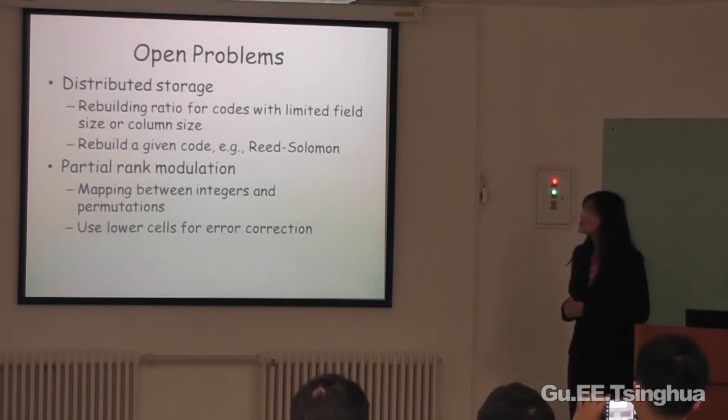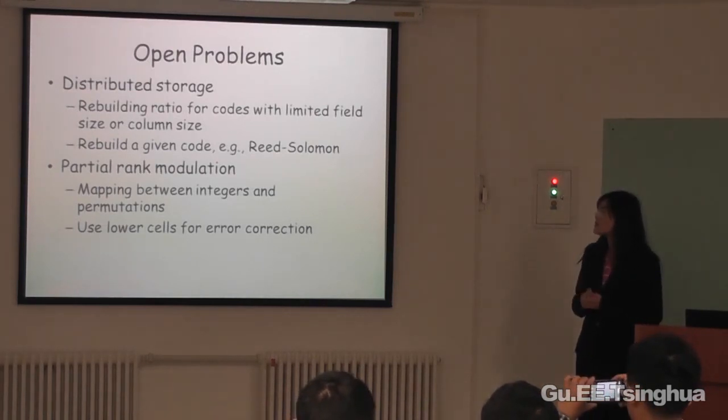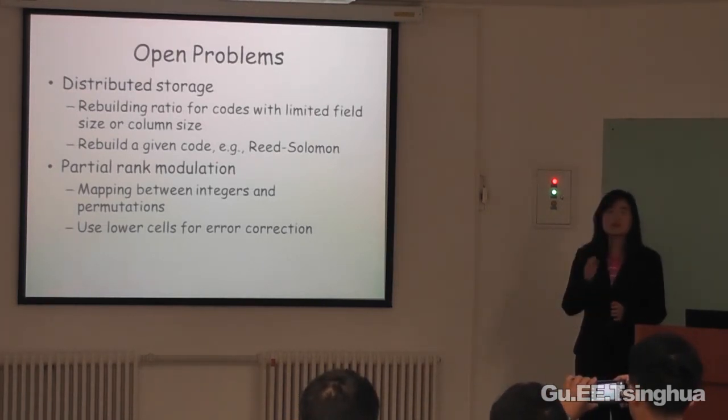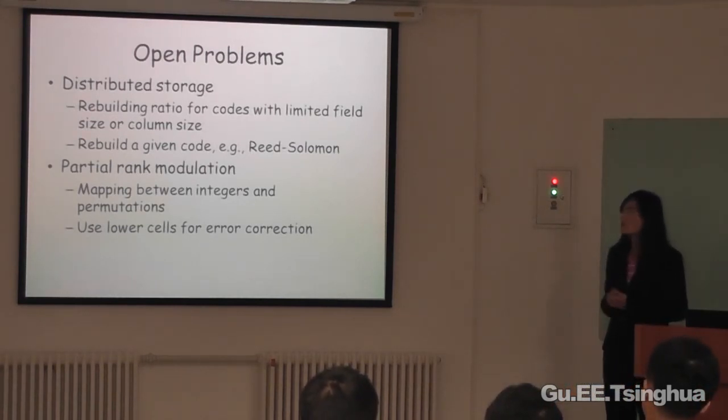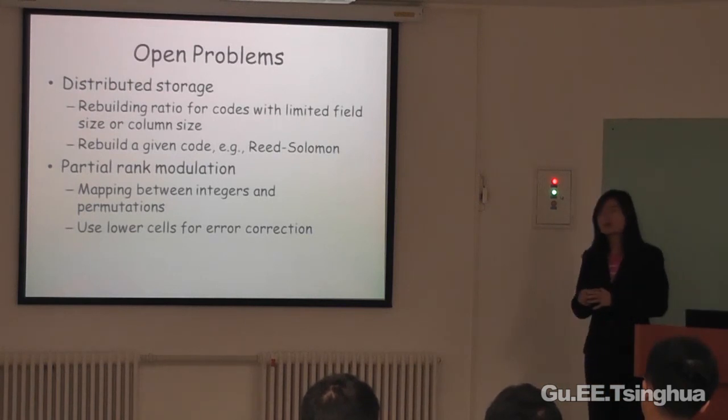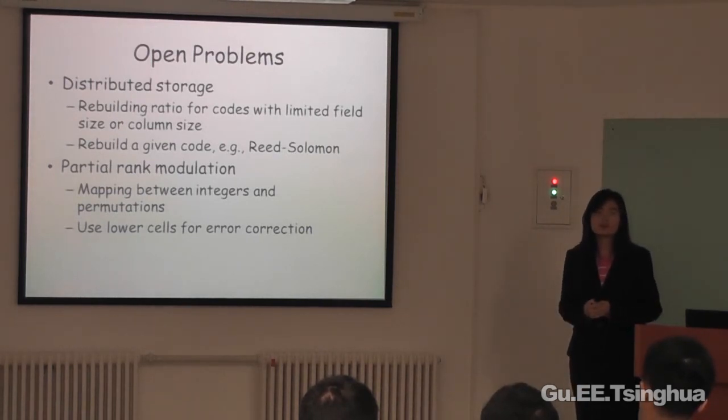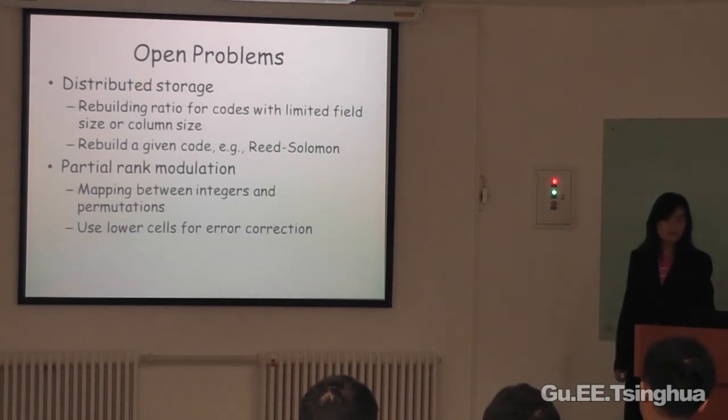And for partial rank modulation, the scheme that I showed did not have a good simple mapping between integers and permutations. And also, because we don't use the lower m minus k cells, it would be very straightforward to try to use them for redundancy or for error correction. And that would be a very interesting open problem to work on.